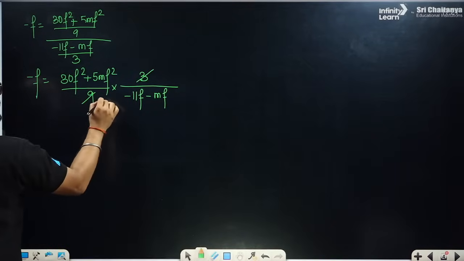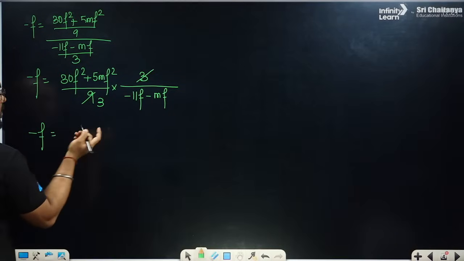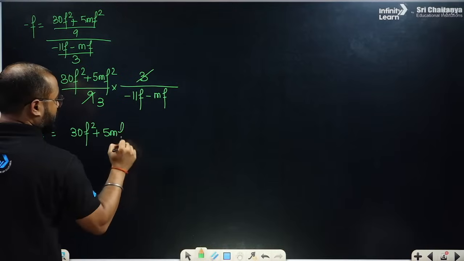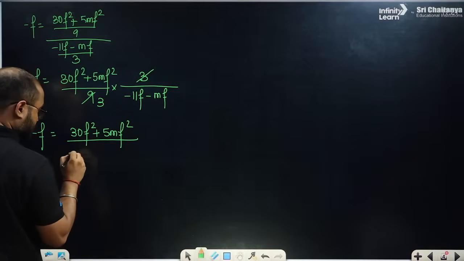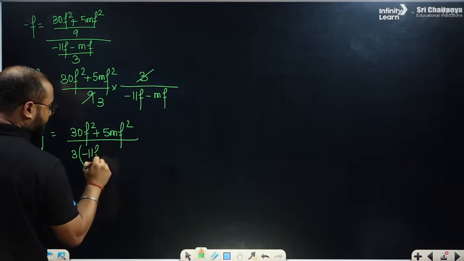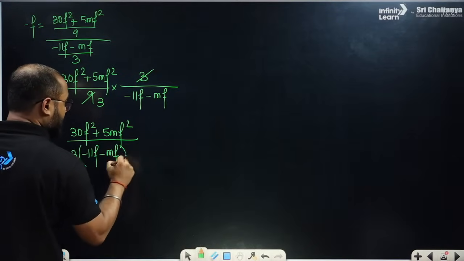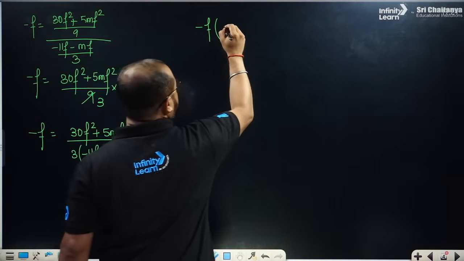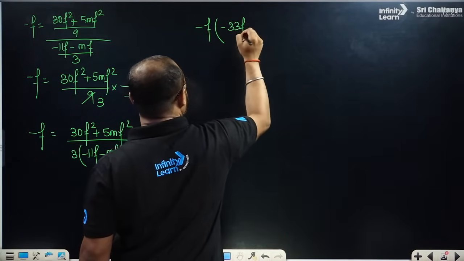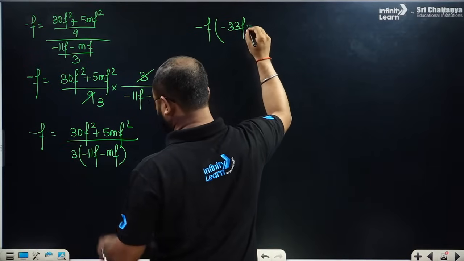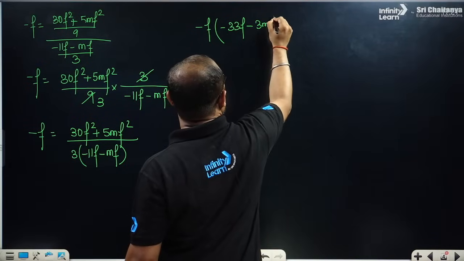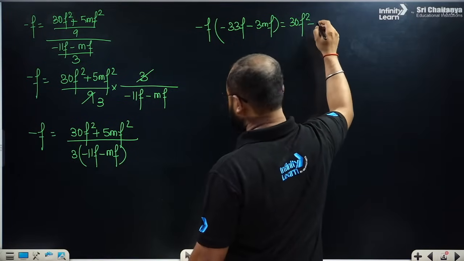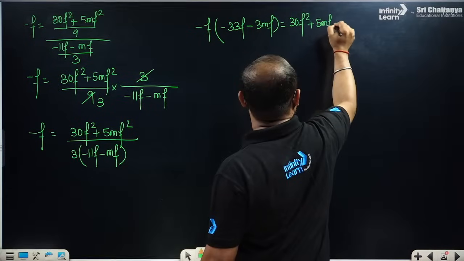Now this and this is cancelled. This is going to be 3. So minus f will be equals to, we can write 30f square plus 5mf square divided by 3 going to be multiplied by minus 11f minus mf. Cross multiplied. So we can write minus f multiplication of minus 33f minus 3mf will be equals to 30f square plus 5mf square.